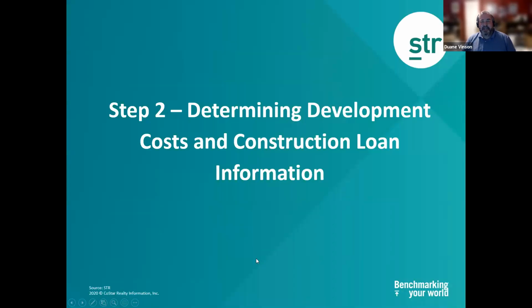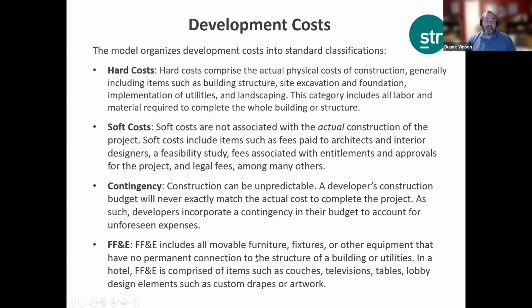Step 2, determining the development cost and the construction loan information. Now, the model we're using organizes development cost into standard classifications. You can see those here. I'm not going to read the definitions. You're probably familiar with most of these though: hard cost, soft cost, contingency, and FF&E. The first sentence in each of those explains exactly what they are if you're not familiar with them.